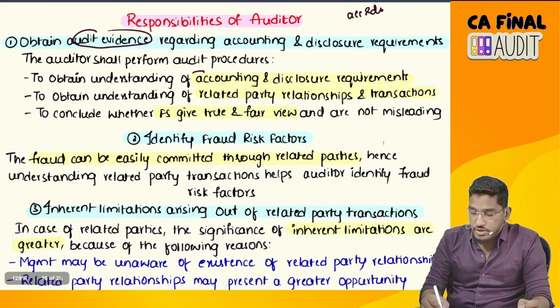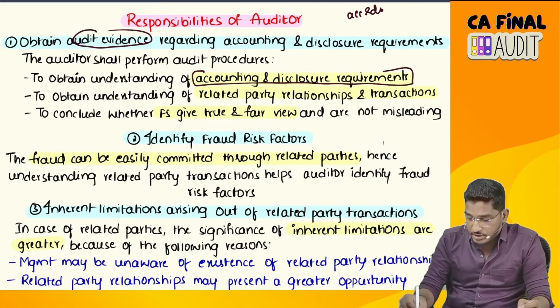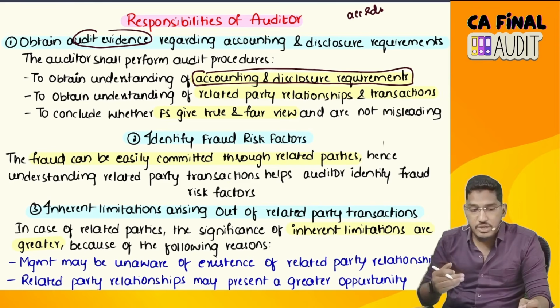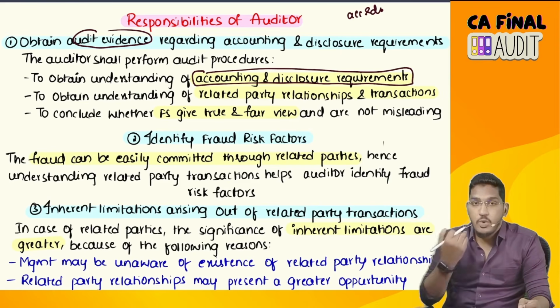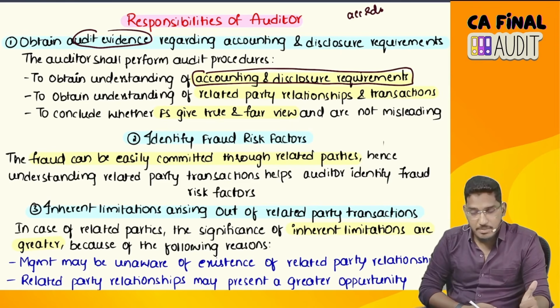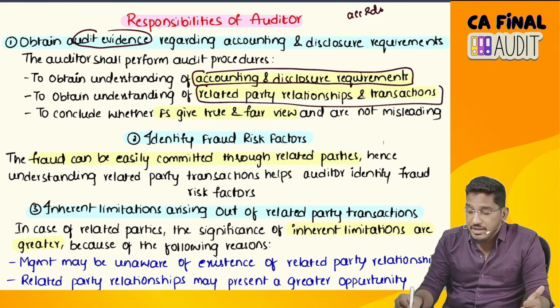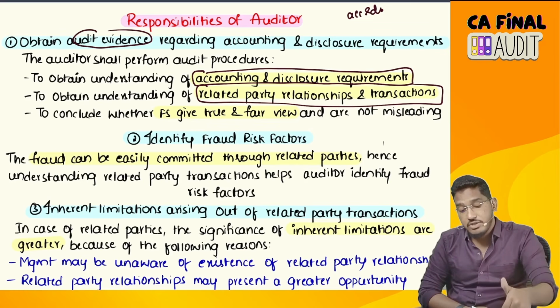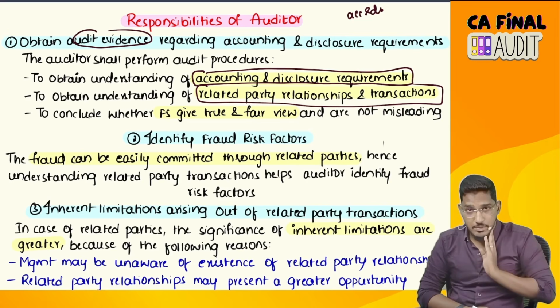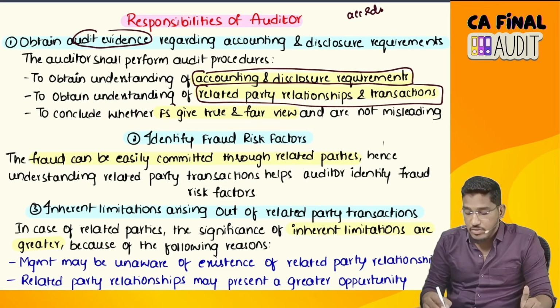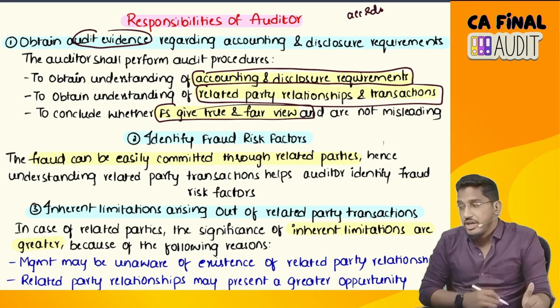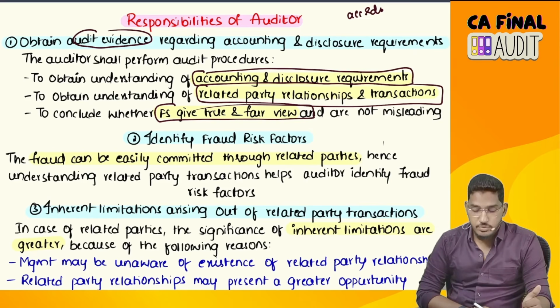Very simple. First, you should understand. As an auditor, before you can verify, you should know what those accounting and disclosure requirements are under the applicable financial reporting framework. Then you need to obtain an understanding of related party relationships. Then you need to understand which related parties your client has, what transactions have been entered into with them, and finally conclude whether the financial statements give a true and fair view.